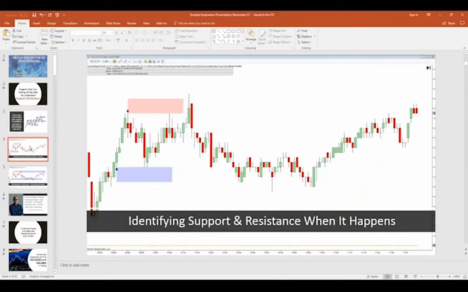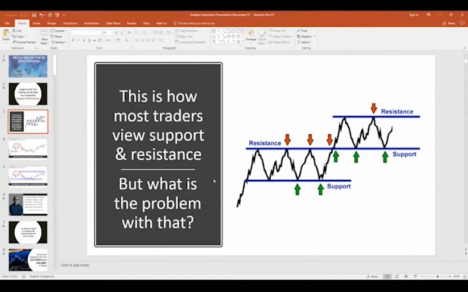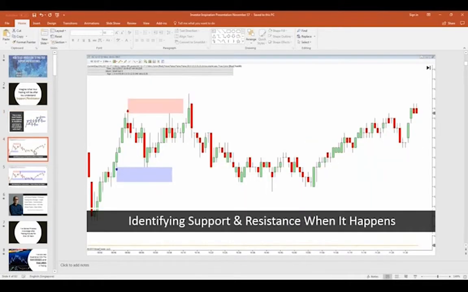And if you can identify support and resistance when it happens, not after the fact, that's going to give you an edge over other traders, right? Everyone always talks about how you've got to have an edge. Going back to the textbook example, most traders wait for the market to retest the level 2 or 3 times before they come out and say, hey, there's resistance there or there's support there. But you know what? Traders trade. They don't sit around waiting for confirmation.